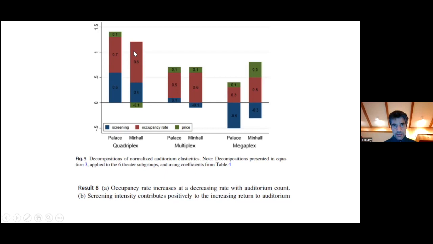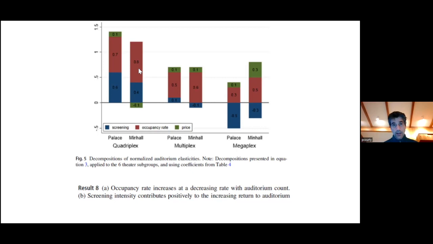And then also you're going to have more screening. So you see, when you add auditoria for theaters with few auditoria, you increase screening intensity, which is not the case anymore if you already have more than four auditoria. Screening plays a little role. And actually, if you go to a megaplex, you can screen less, so you can have a negative effect in megaplex. So you see, screening intensity depends on how many screens or how many auditoria you have. If you have few auditoria, you're going to screen more, meaning you're going to be open more often during the day and more days of the week, and you're going to have more times where you start a movie.